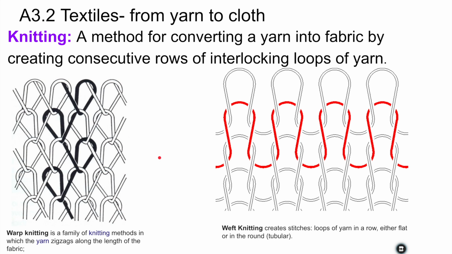Knitting is another way that we can turn yarn into cloth. So it's a method of converting a yarn into fabric by creating consecutive rows of interlocking loops of yarn. And there's a couple different types of knitting. You can do warp knitting, which is sort of this zigzaggy locking loops, or you can do weft knitting, which is more linear, as you can see here.